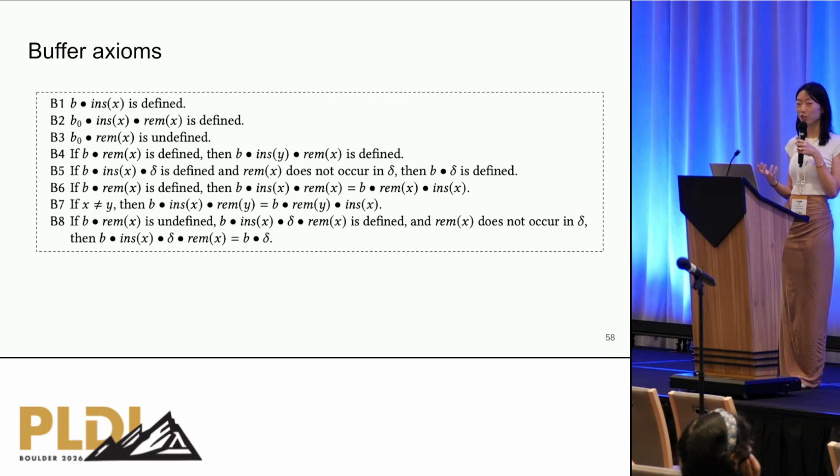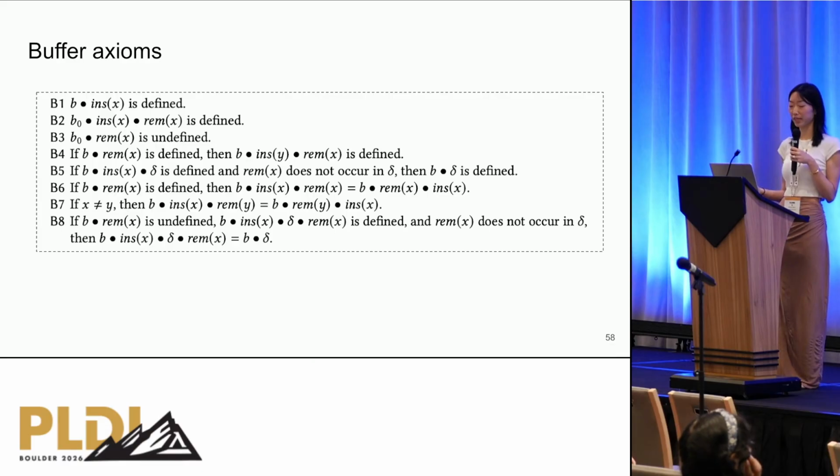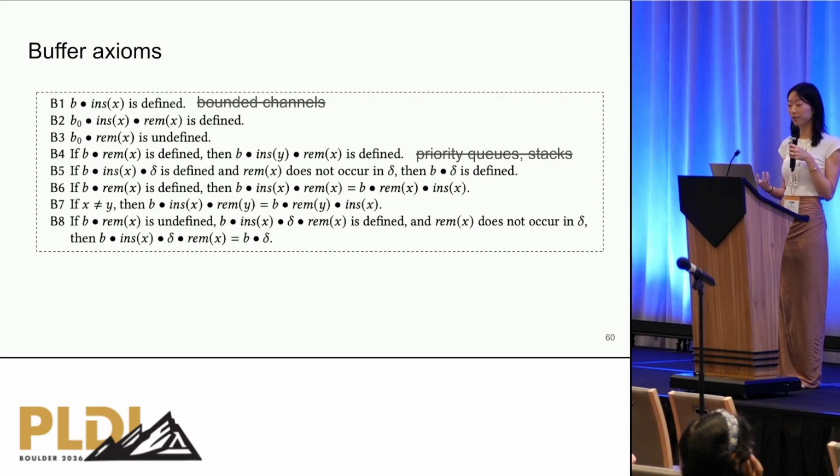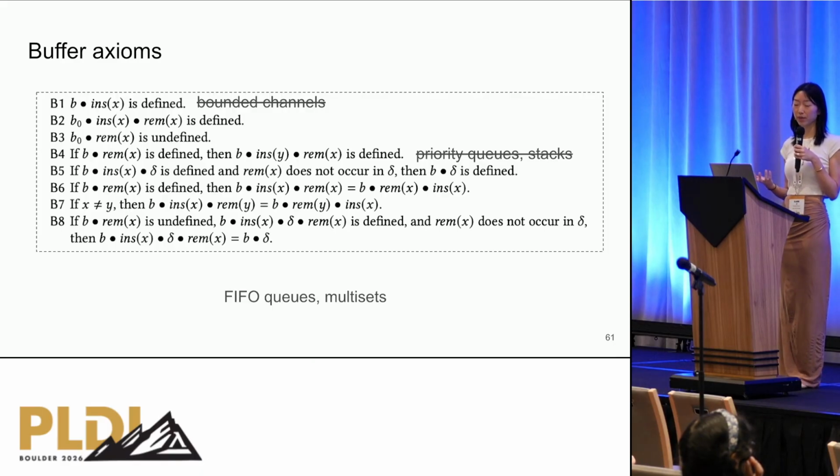So we distill our channel compliance facts down to a set of simple operational axioms that talk only about the buffer data structure. So these describe the insert and remove behavior of buffer data structures. Looking at B1, for example, this says that insertion is a total operation. This immediately rules out bounded channels. Looking at B4, it says that if I can remove from a buffer, then inserting another message doesn't prevent me from being able to remove that message, which immediately rules out priority queues and stacks. But with the same ease, we can conclude that FIFO queues and multisets satisfy all of the aforementioned buffer axioms.